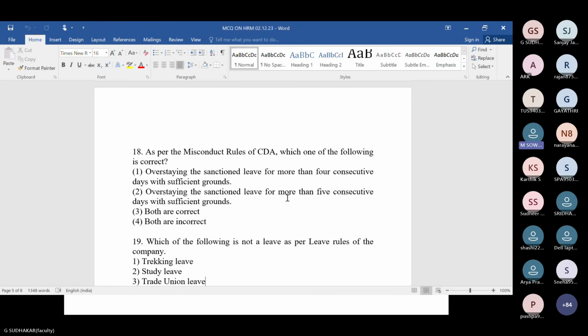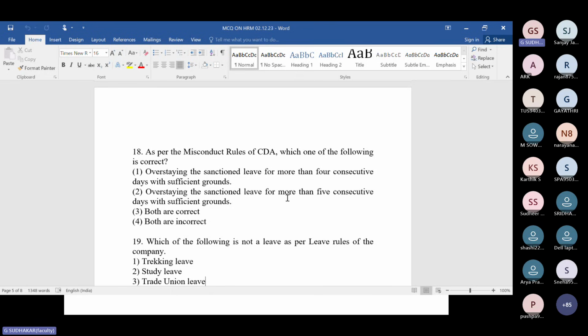You have to read the question. You have to read the answer. One is correct, without sufficient ground. Both are incorrect. Overstaying sanctioned leave, even 1 day is overstay. Overstaying of 5 days will not come. Only 4. Here I have mentioned with sufficient ground. There is no negative answer, without sufficient ground. So both are incorrect. That is the correct answer.